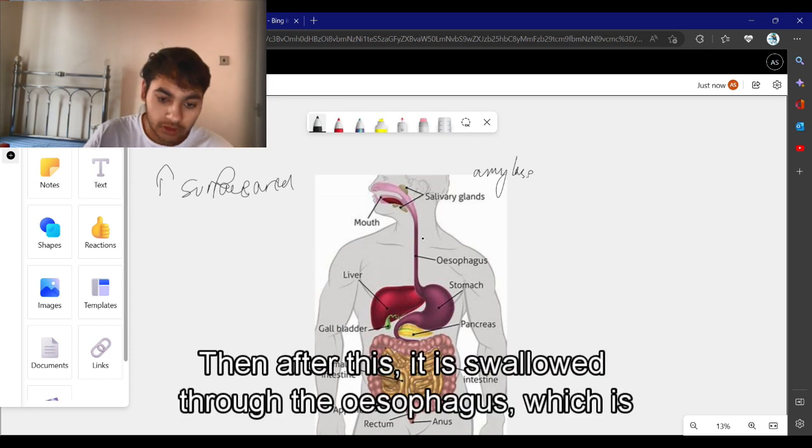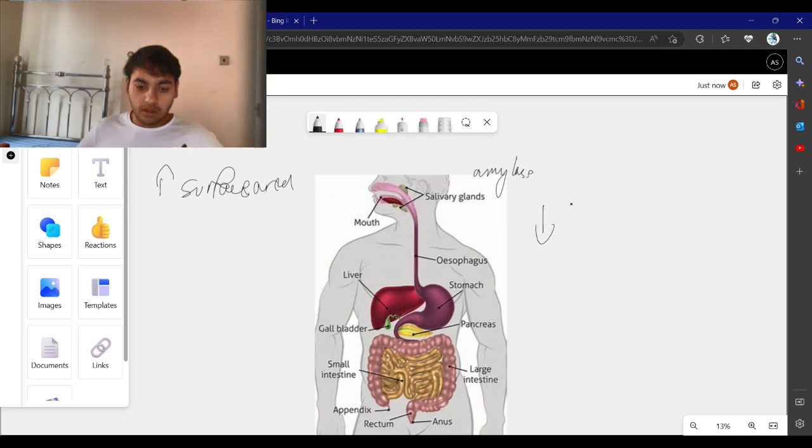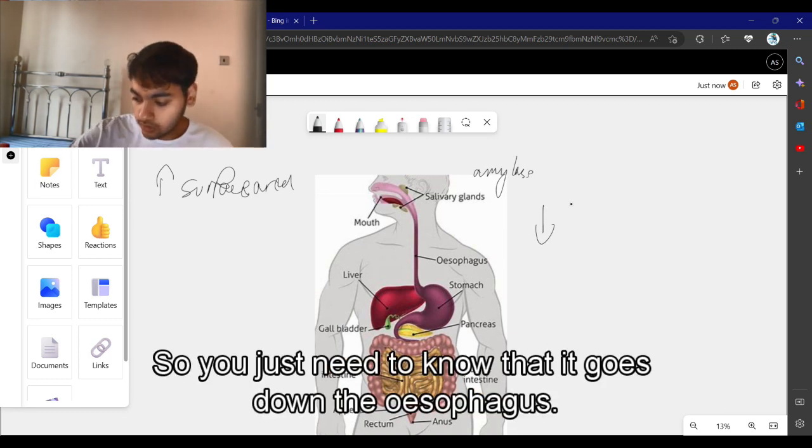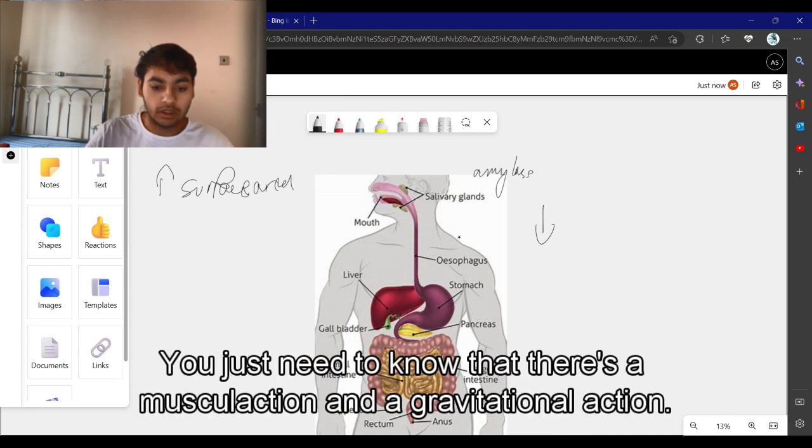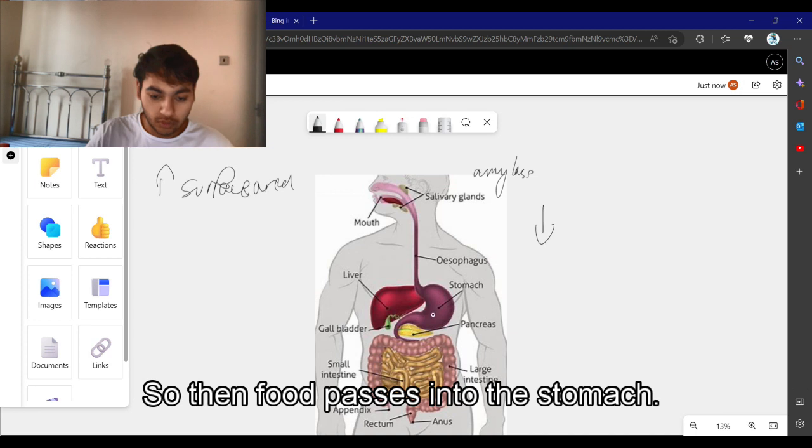Then after this, it is swallowed through the esophagus, which is essentially like the food tube. So you just need to know that it goes down the esophagus, and you don't need to know the motion that it goes down with. You just need to know that there's a muscular action and a gravitational action. So then food passes into the stomach.